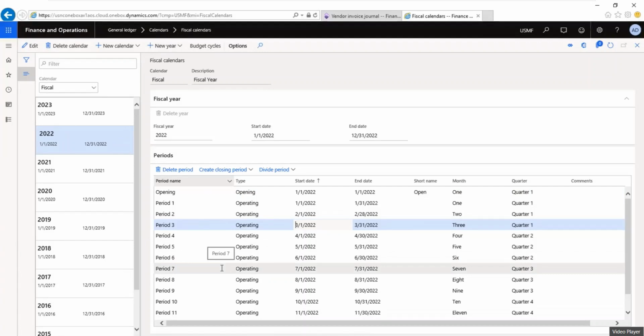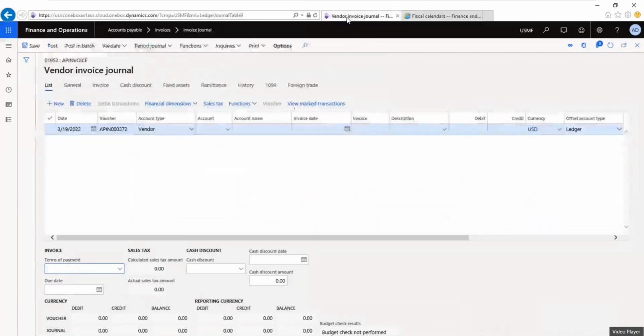In SAP, creating this calendar may take 1 hour to 2 hours, maybe 3 hours. But in Dynamics F&O, it is 1 minute. It is very, very user friendly. Okay, fine. So we have verified the calendar.